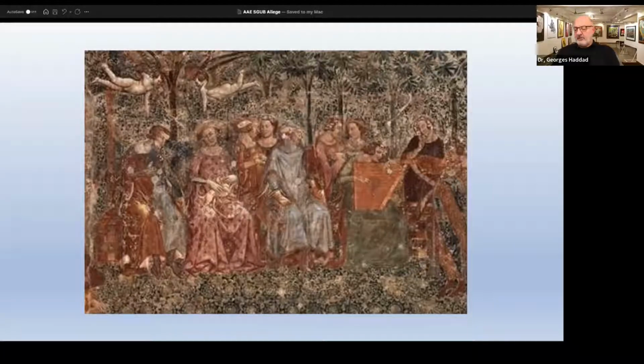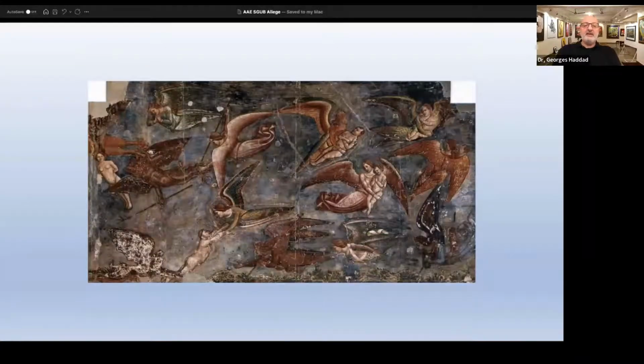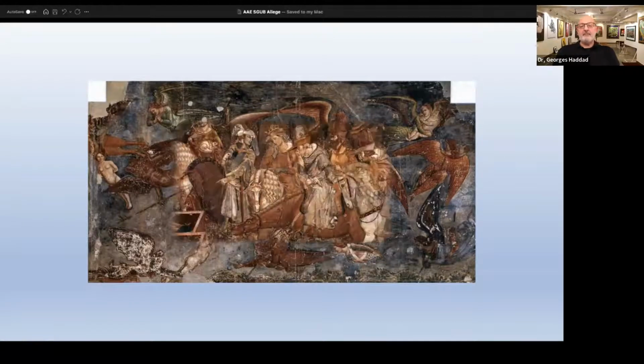And for whoever of you has read the Decameron by Giovanni Boccaccio, most probably Boccaccio got the idea of writing the Decameron from this fresco. And here you have the angels and the devils fighting for the souls of the dead. And you can see that they are very busy fighting for the souls. I mean, souls are going up, and either the angels or the devils are fighting for them.